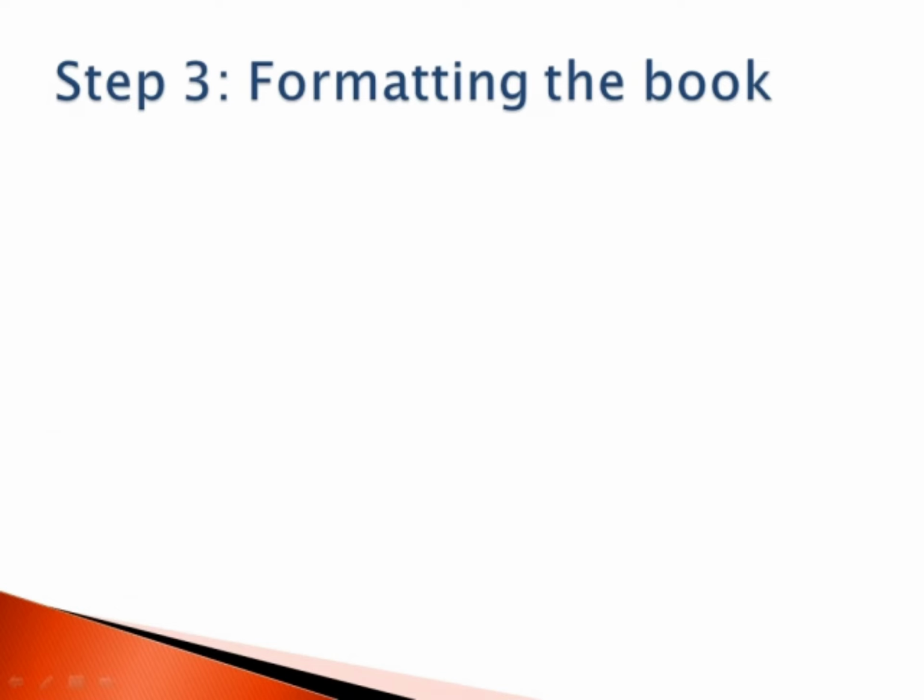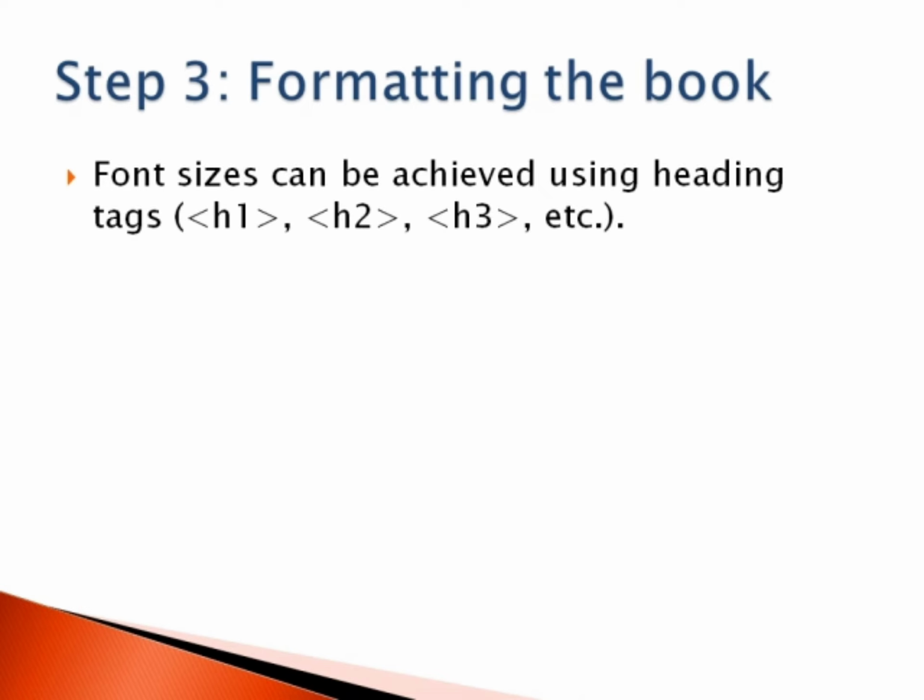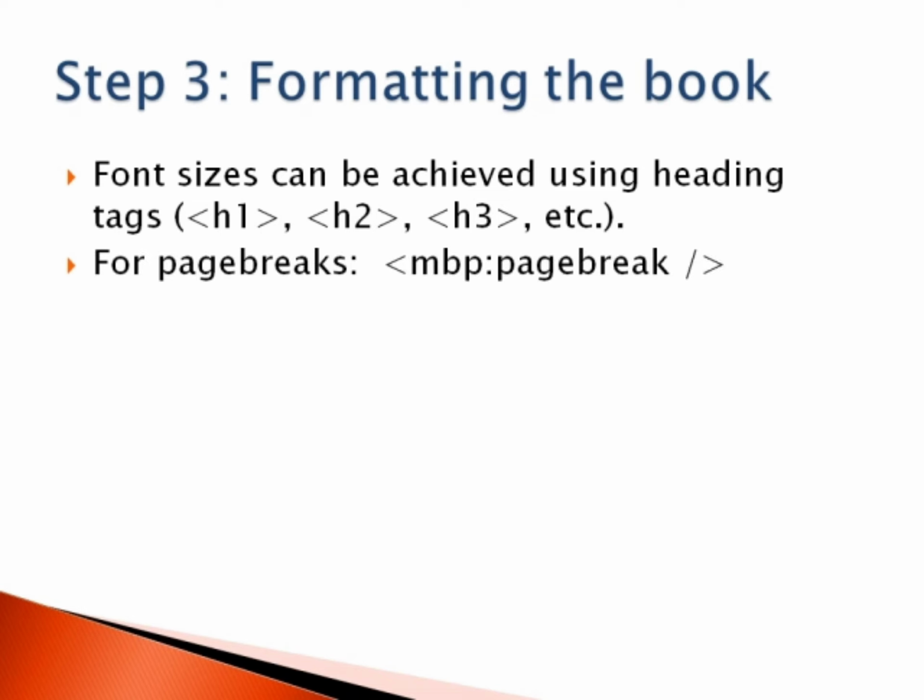So now we need to finalize the formatting of the ebook. Keep in mind that font sizes can be achieved using heading tags. I'm going to show you that in just a minute. If you want to make your headings bigger, then you can use H1, H2, H3 tags. And now keep in mind that with Amazon Kindle, if you have page breaks in your book and you don't tell Amazon Kindle where the page breaks are, they're just going to break it wherever they feel like. So it's pretty much automatic.